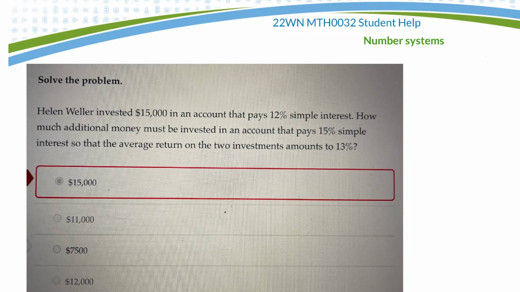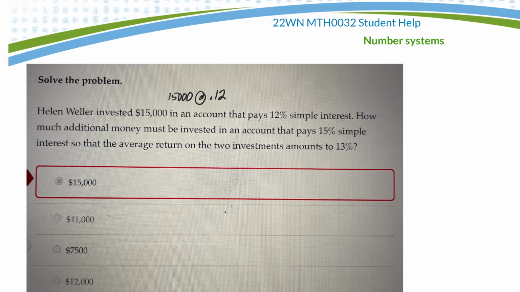All right, here's an interesting question. Helen invests 15,000 in an account that pays 12%. So 15,000 at 12%, that's 0.12. Then it says how much additional money must be invested in an account that pays 15%.